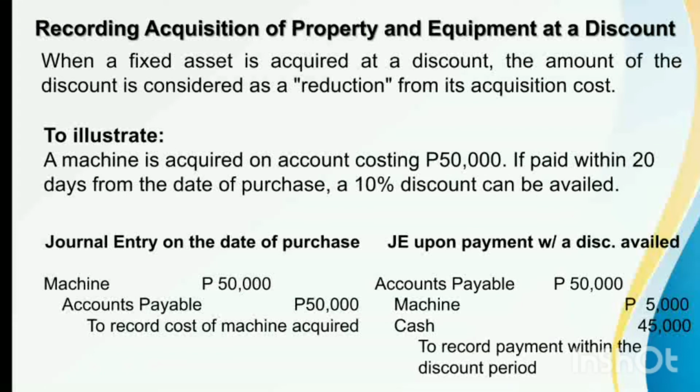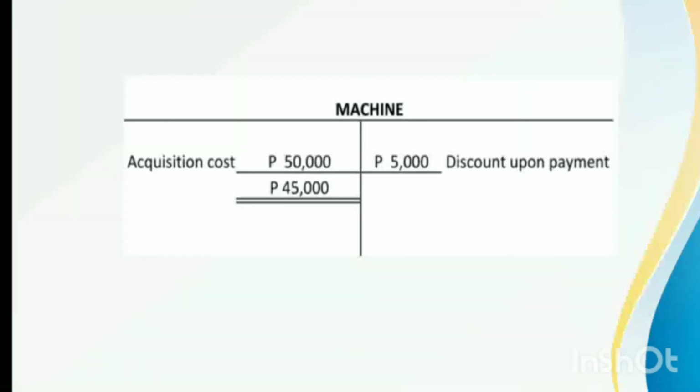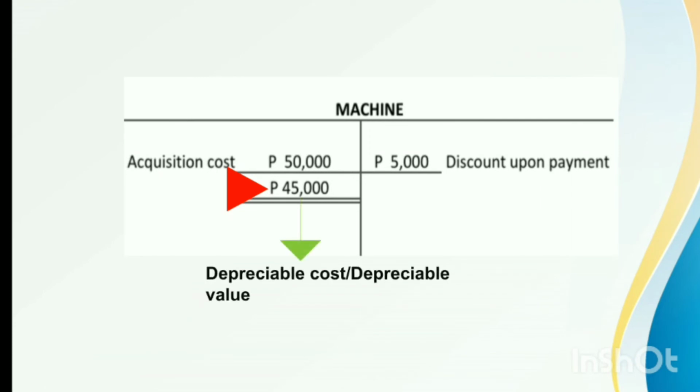Take note that the 5,000 pesos discount, which is computed by multiplying the 10% discount with the cost of the machine, which is 50,000 pesos, was credited, thereby reducing the cost of the machine from 50,000 pesos to 45,000 pesos. We have here the T account of the machine. And as I mentioned a while ago, the 5,000 pesos discount reduces the cost of the machine from 50,000 pesos to 45,000 pesos. So this is now the basis of depreciating the machine, the 45,000 pesos. And this is called the depreciable cost or depreciable value of the fixed asset.